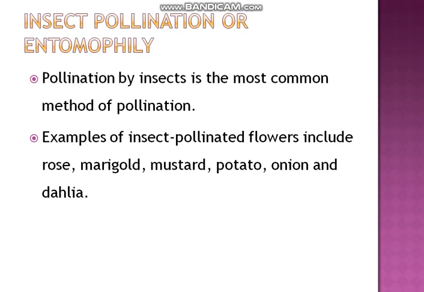We know that butterflies, bees and beetles fly towards the flowers to collect the nectar. When they move to another flower, the pollen grains stuck to their body parts are transferred to the stigma of the flower and fertilization takes place. That pollination is called insect pollination or entomophily.